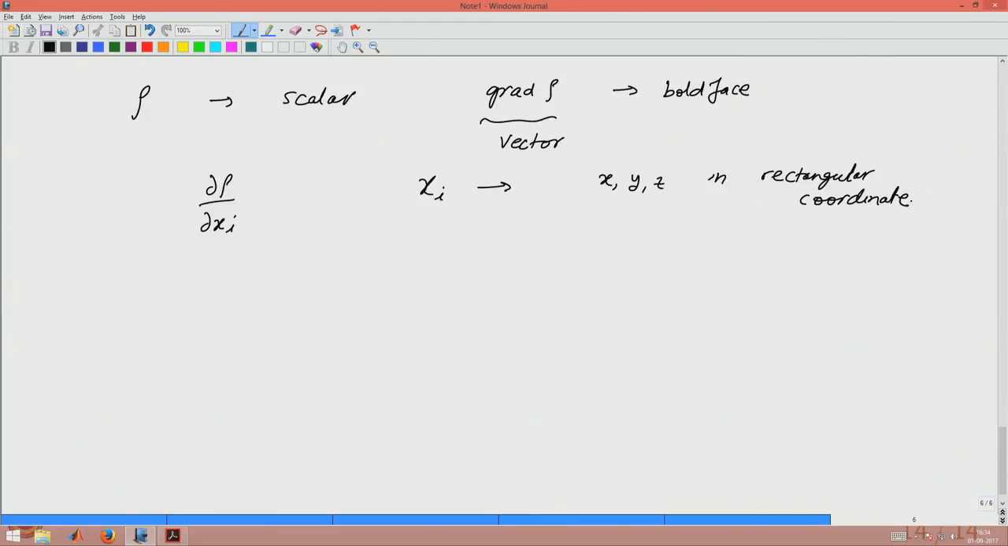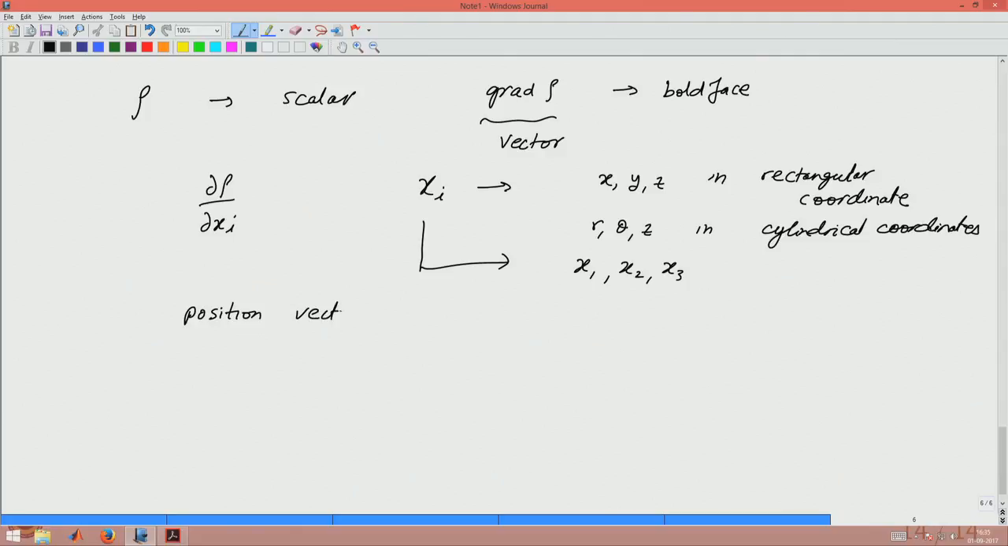In cylindrical coordinates it will be r theta z, and so on. Generally we are saying that these are the 3 coordinates for our 3 dimensional space. To write this more generically, we write x1, x2 and x3, implying the 3 different directions. Therefore a position vector will be nothing but xm. When we write xm, we imply this is a position vector, and of course we know that this is equal to x1 e1 plus x2 e2 plus x3 e3. So this is used for the position vector, and for derivatives with respect to coordinates, we use the symbol xi.